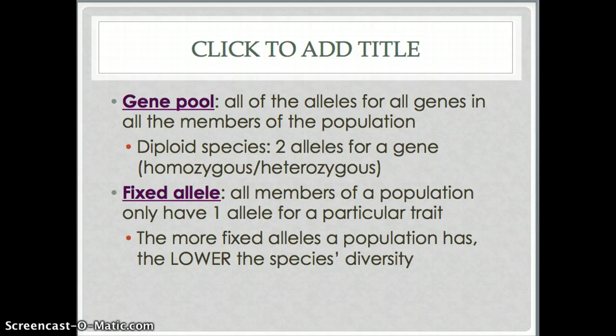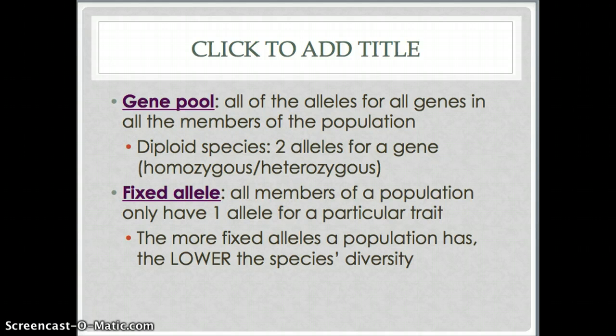Because we have two alleles, there's actually a lot of different combinations of possibility that we can have. Some other animals and organisms in general have what we call haploid, but later on we'll talk about it when we talk about genetics a little bit more. Another thing is fixed allele.